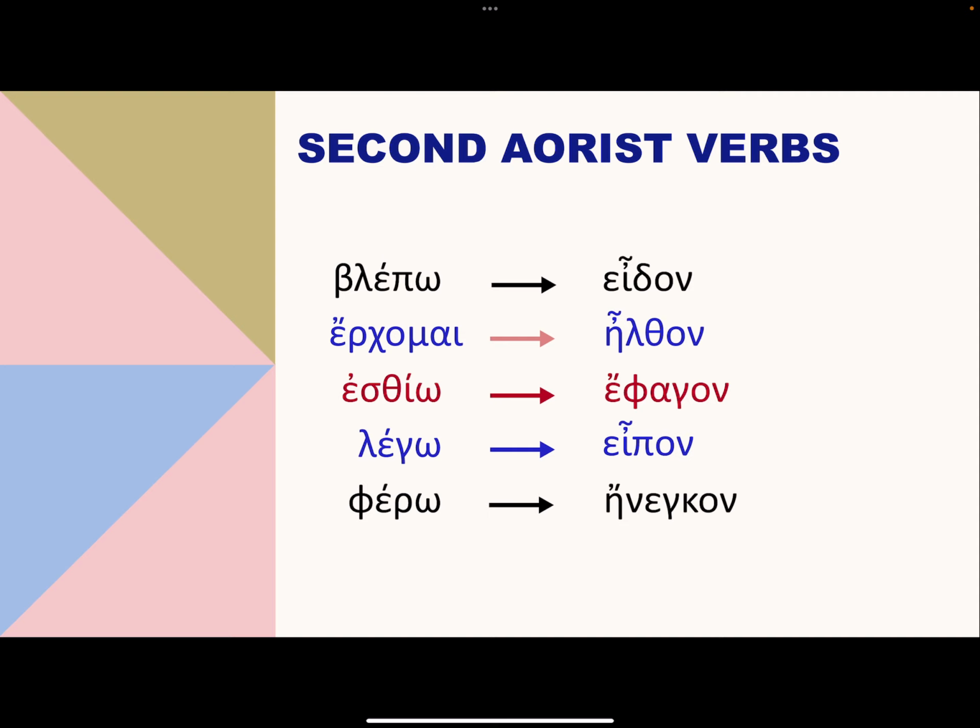Esthio, which means I eat, becomes ephagon. Ephagon. Lego, means I say or I speak, becomes apon. Apon. Pharaoh, which means I bring or I carry, becomes anekon. Anekon.